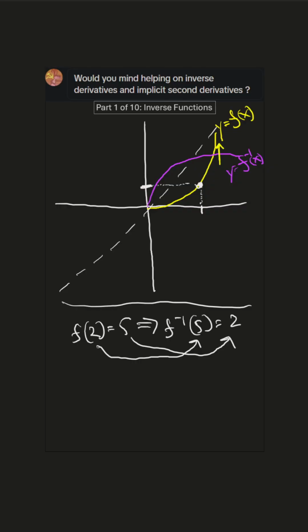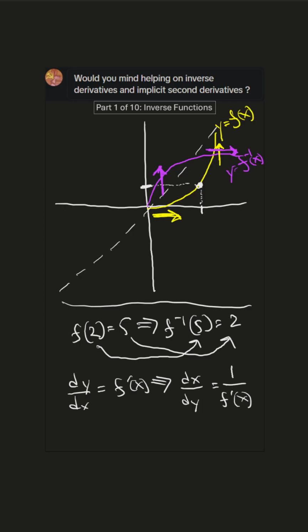And we can even see that the slopes kind of swap. Look at this slope here. It's very steep. And in the same region, this slope is very gentle. And likewise here, this slope is very steep in this region, and this slope is very gentle. So the slopes are reciprocals. So dy/dx, the derivative of y with respect to x, equals f prime of x, implies the derivative of x with respect to y is the reciprocal, 1 over f prime of x, because the slopes are swapped.